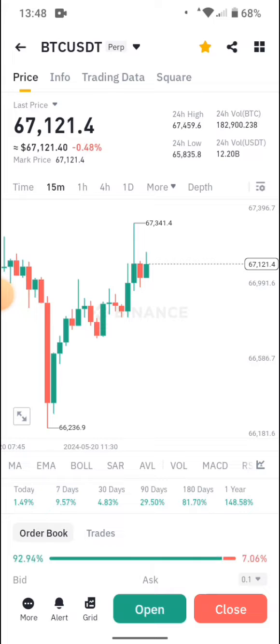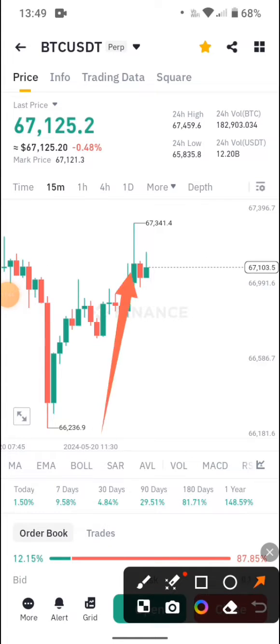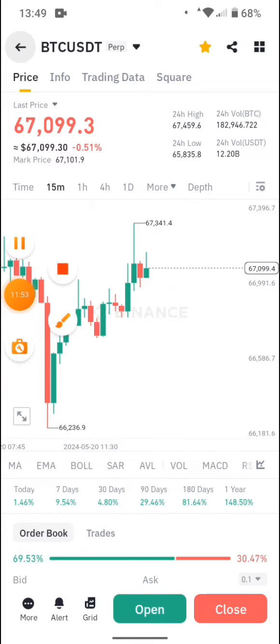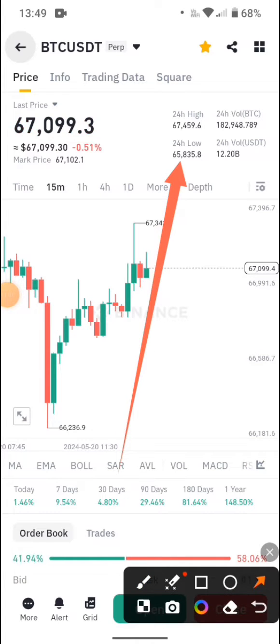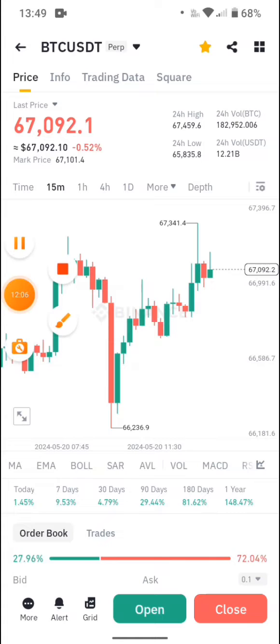Okay, so now, what does this interface basically show you? These are the important areas. You come here, you are seeing the 24-hour high. This is the highest price which Bitcoin has moved to within the last 24 hours. And the opposite is the 24-hour low. This is the 24-hour low, and this is the 24-hour volume, the amount of Bitcoin that has been traded.